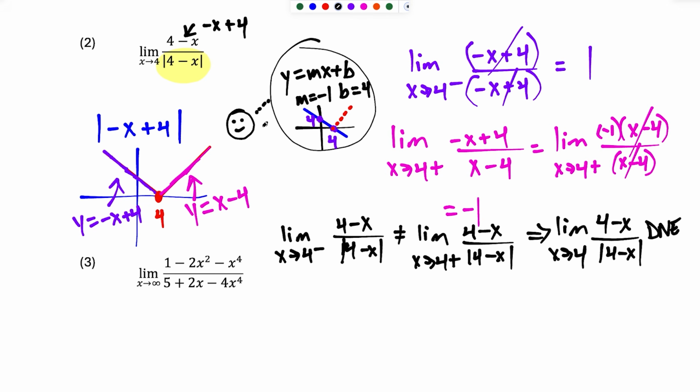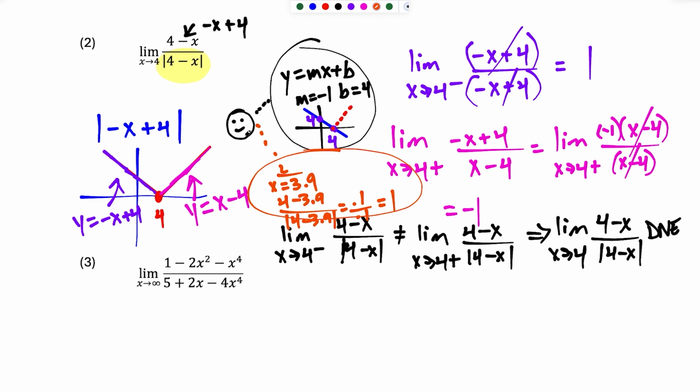Now, if this were a multiple choice question, there is a much faster way to do this. What you could do if this were multiple choice is you could just plug in numbers. So let's say I do a left side limit. If I approach 4 from the left, I could plug in something like x equals 3.9. And notice I get 4 minus 3.9 divided by the absolute value of 4 minus 3.9. And this gives me 0.1 over 0.1, which is going to give me 1.